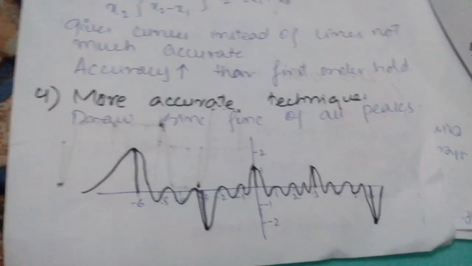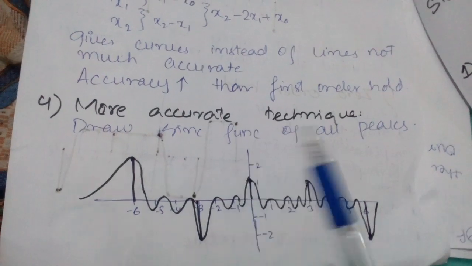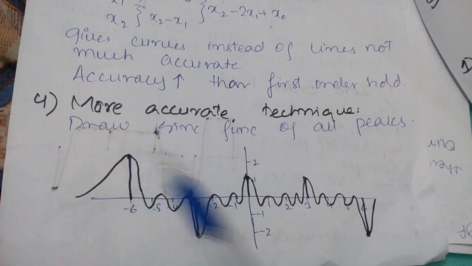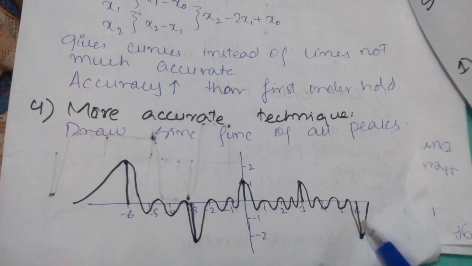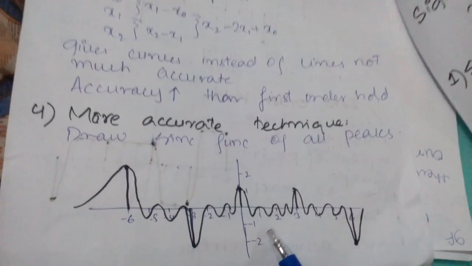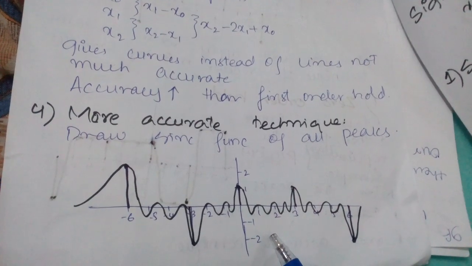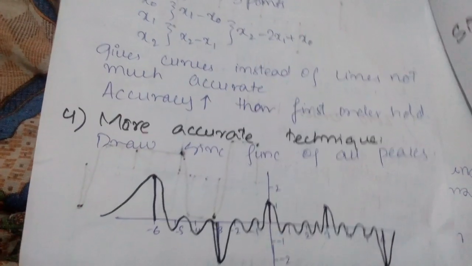Moving on to the next technique, which is drawing sinc function at all peaks. These were the peaks and we are drawing sinc function at all the peaks. So comparing this with the original signal, accuracy is improved. From other techniques, accuracy is improved.